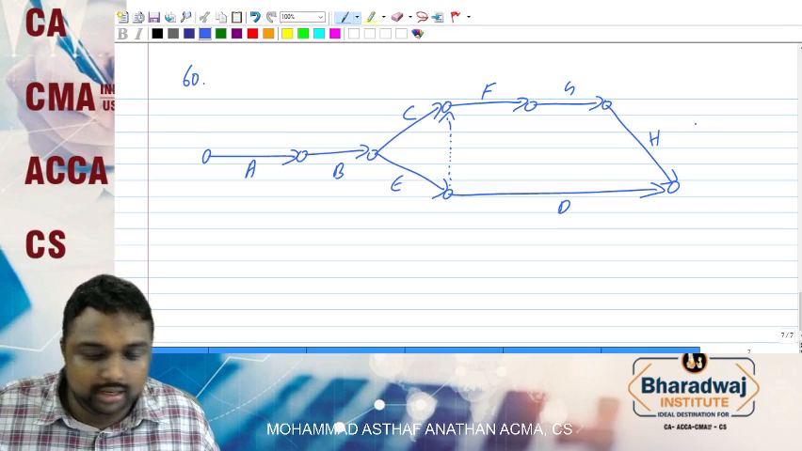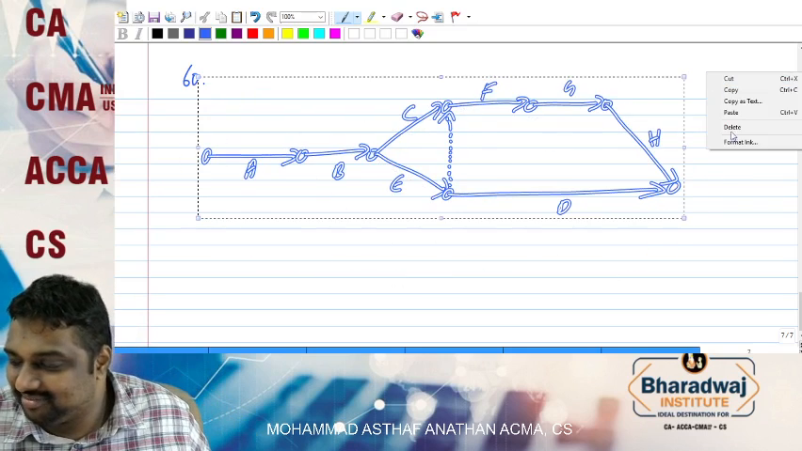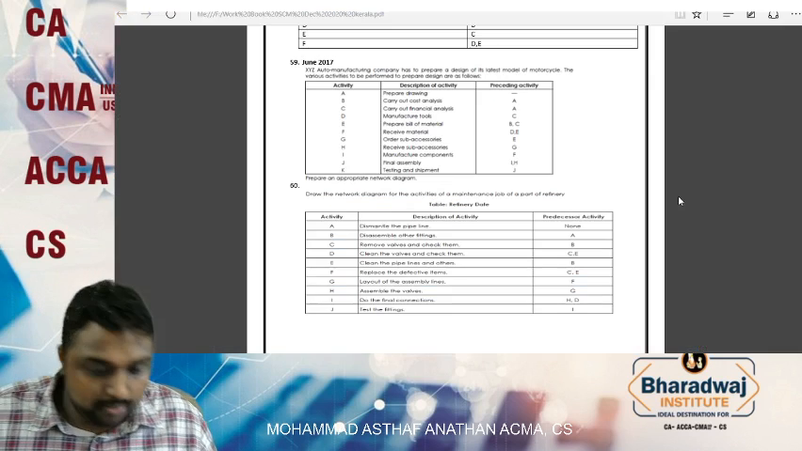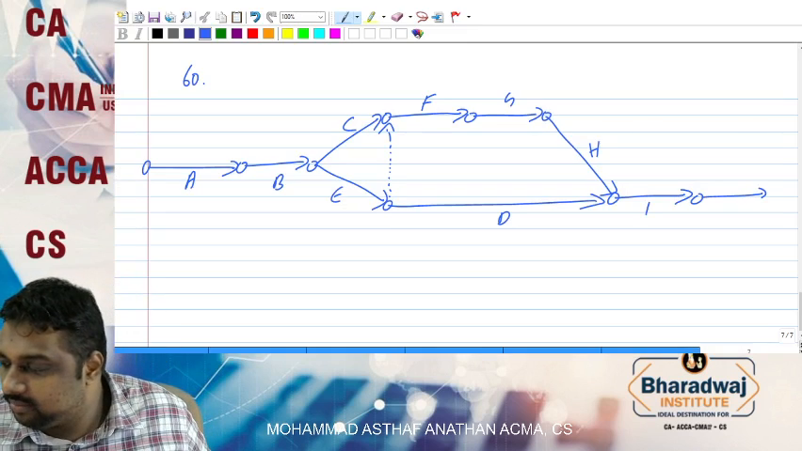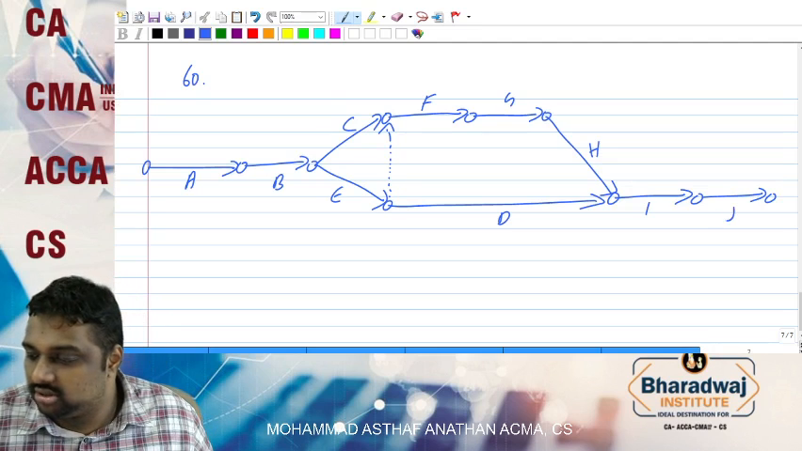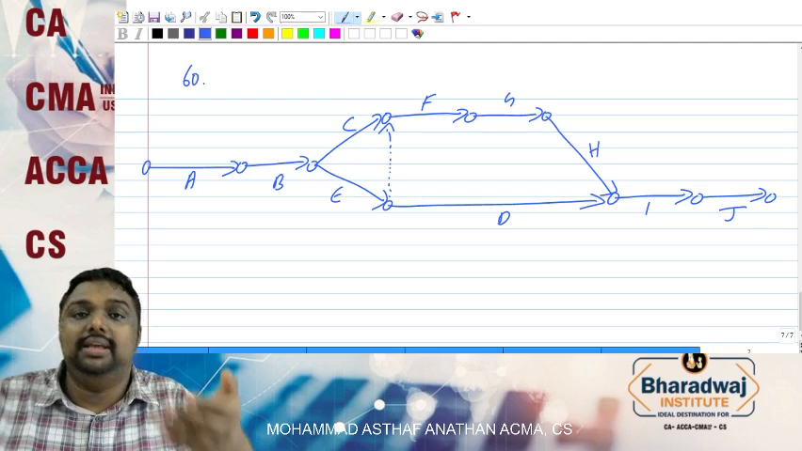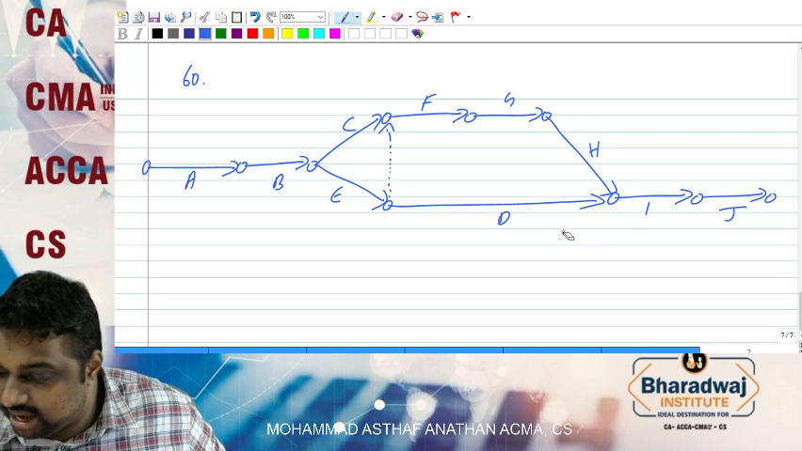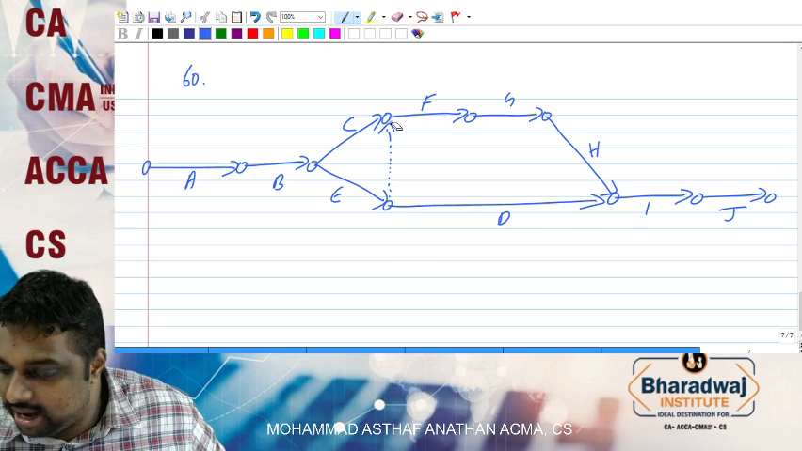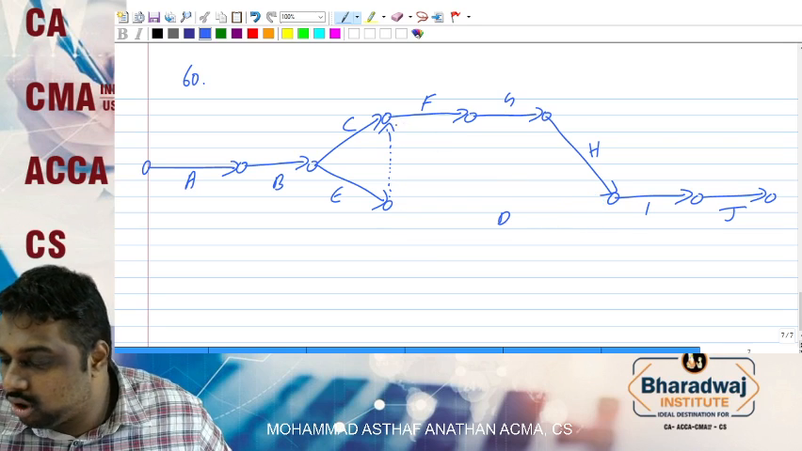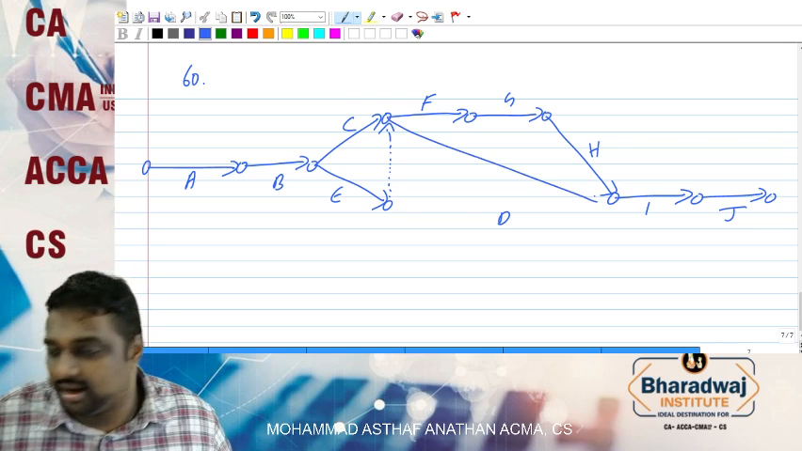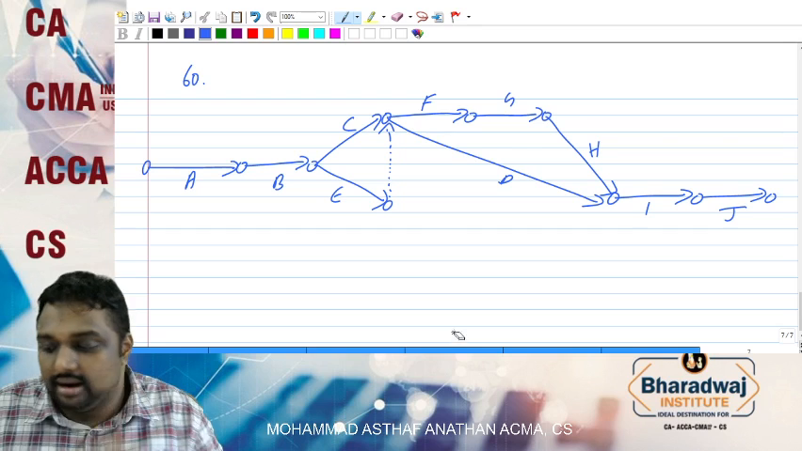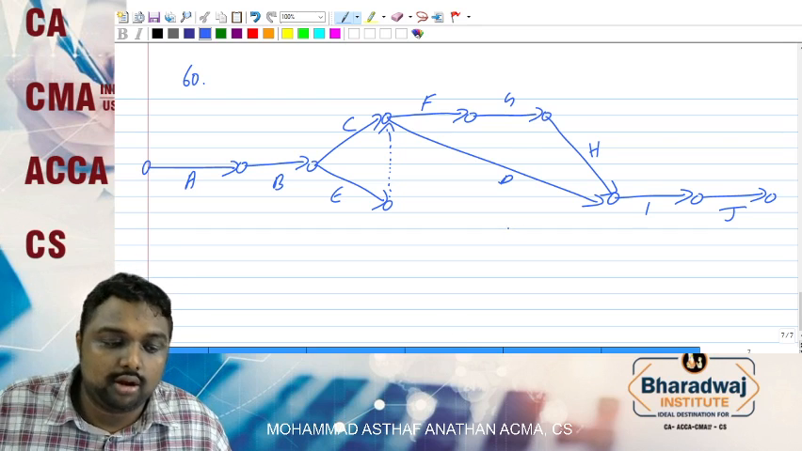Now H and D together will go for I. They will again go for J. This is the answer. This can be just the reverse also. Now some friends drew like this. From C and E together you made it. If you made it from here also, that is also correct. If you draw like this, it is also correct. If you draw like this as D, this is also correct. Both are correct, nothing wrong. So all are correct. You can go however it is.